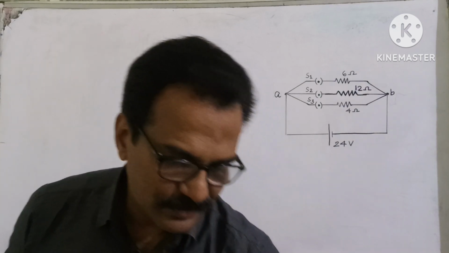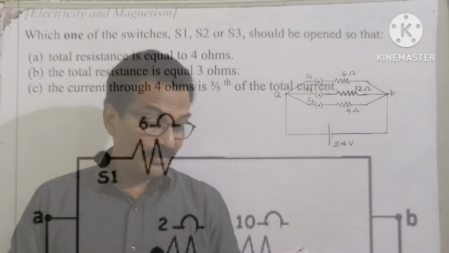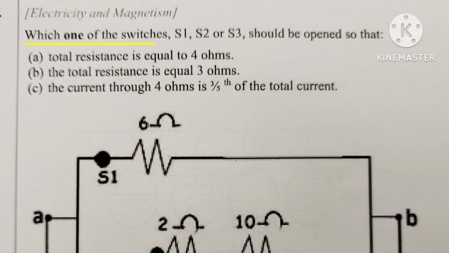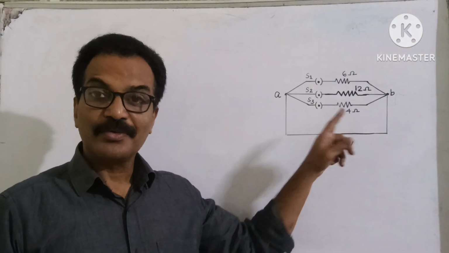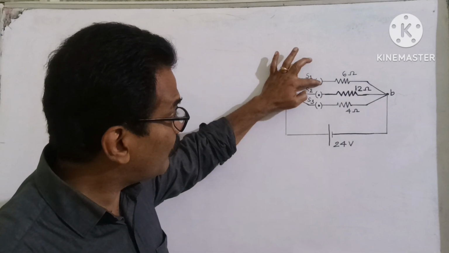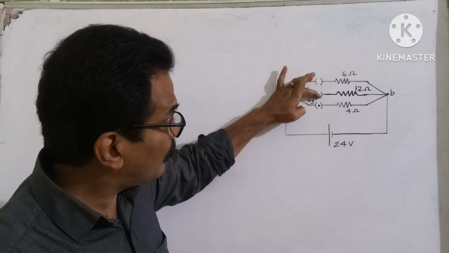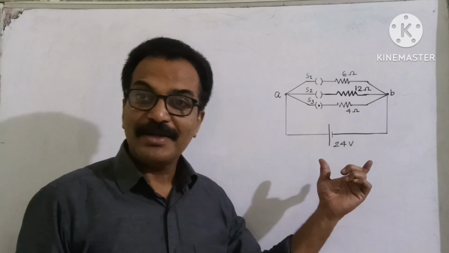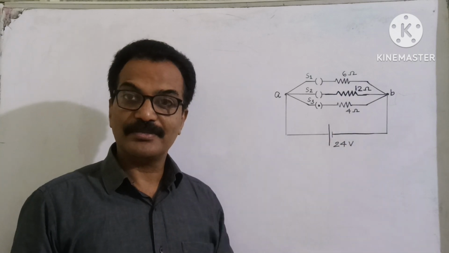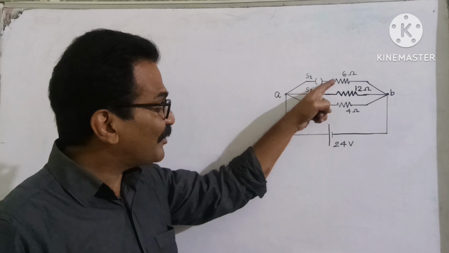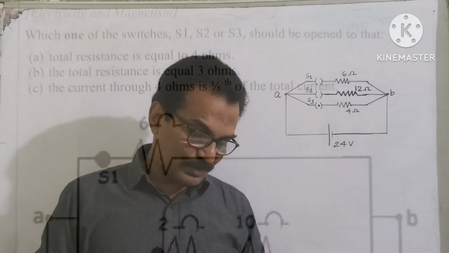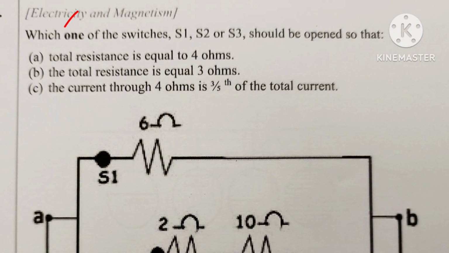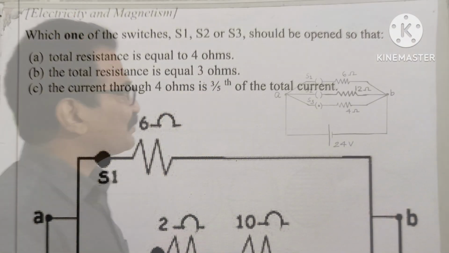Now what is our question? The question is this: which one of the switches S1, S2 or S3 should be opened so that the total resistance is equal to 4 ohms? This resistance is there of 4 ohm. So if you open this switch S1 and this switch S2, then total resistance of the circuit will be 4 ohm, because this 6 ohm and 12 ohm are not there in the circuit now. But the problem is that we are allowed to open only one switch. So this is not the answer.